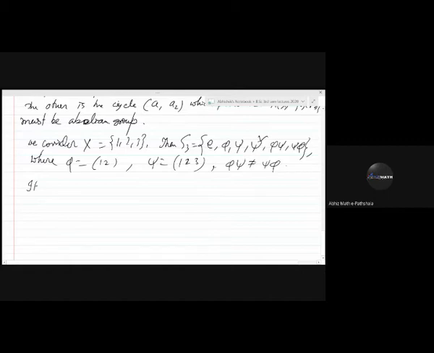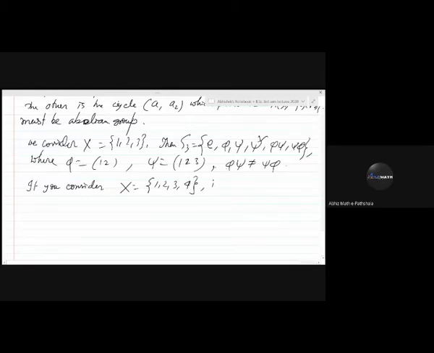Okay. Now, if you consider just adding one member to x, just consider x equal to {1, 2, 3, 4}, then this phi and psi can be extended to a permutation in S4 by choosing the value of the permutation at 4 to be fixed, that is, 4 goes to 4.